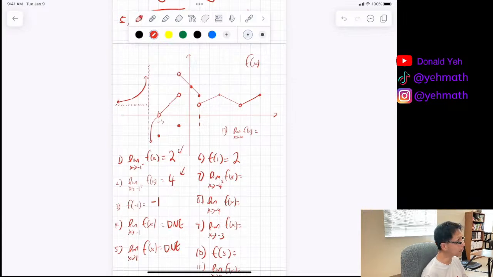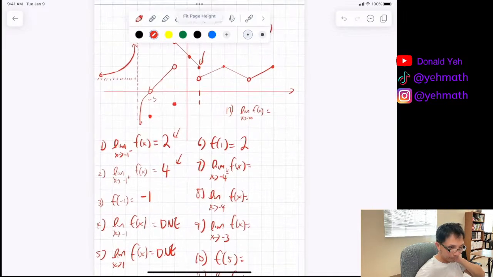We're not looking at the limit. If the limit does not exist at 1, approaching 1, it does not exist, because from the left it's 2, from the right it's 1. But f of 1 is basically looking for the circle that's filled in. That's a black circle, which is right here. Does that make sense? f of 1 is looking for evaluation. Okay.